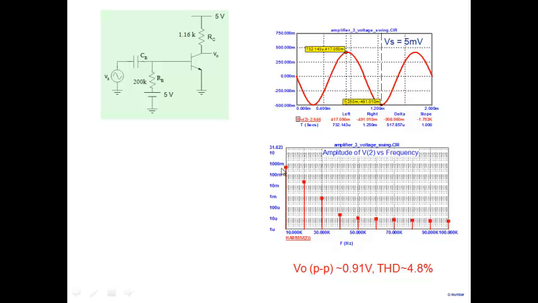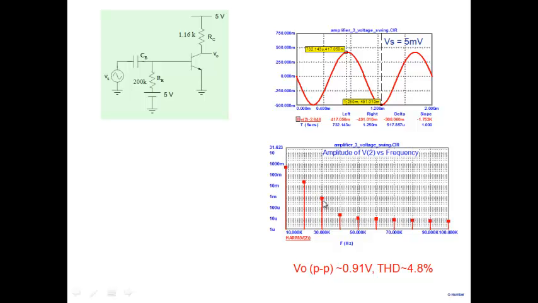Note, this is the fundamental here, second harmonic here, third, fourth, and so on. The most dominant component of harmonic distortion is the second one. Note that the scale is a log scale, and the second harmonic distortion is the most dominant one. The third harmonic distortion is at least one order of magnitude lower. If you compare the magnitudes on the log scale, you can see the third harmonic is one order of magnitude lower.